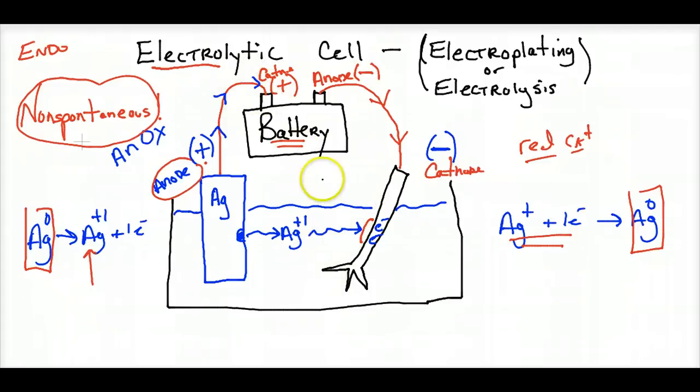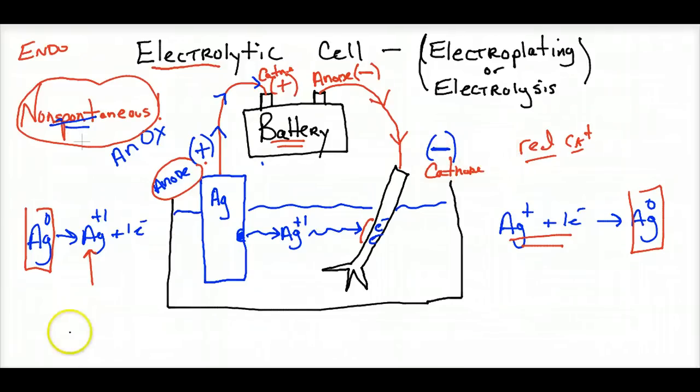And by the way, there's no salt bridge here. Why? Not needed. Okay, we're trying to force something to happen. A battery needs one, and that's essentially what's happening. So there are a lot of similarities here. Anode to cathode, electron flow the same. Oxidation still occurs at the anode. Reduction still occurs at the cathode, except that it's being forced to happen.